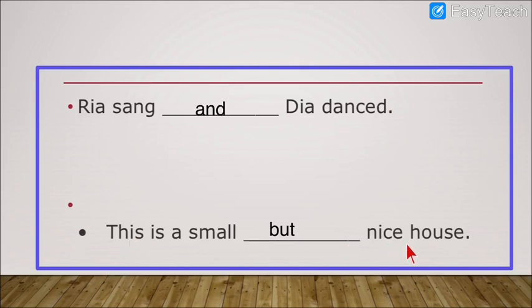This is a small but nice house. So the house is small, though, but it is nice. Two different ideas are connected here. That's why we have used but. And anyways, I hope that you have written the same answer. If not, please change your answer. Now I hope that you understand why we are using but here.